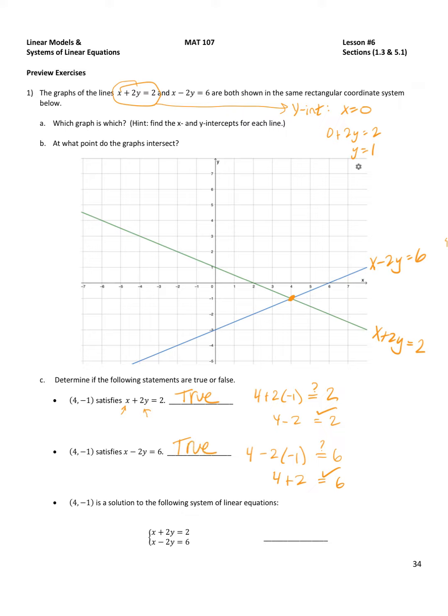So if this point makes both equations true, okay, this point lies on both lines, then it is a solution to the system of equations. Any point that makes both equations true at the same time is a solution to the system.